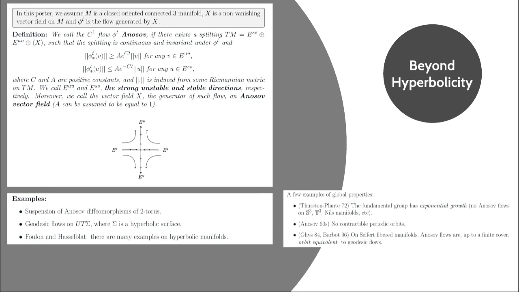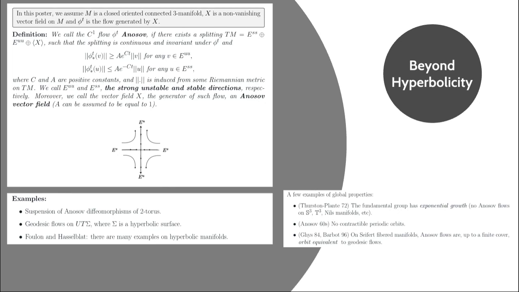invariant under the flow. And when you apply the flow to the vectors in the E^u direction, the length of those vectors would exponentially expand. And also, if you apply the flow to vectors in the E^s direction, the length of such vectors would exponentially decrease. In this definition, A and C are positive numbers, and we call E^u the strong unstable direction and E^s the strong stable direction.